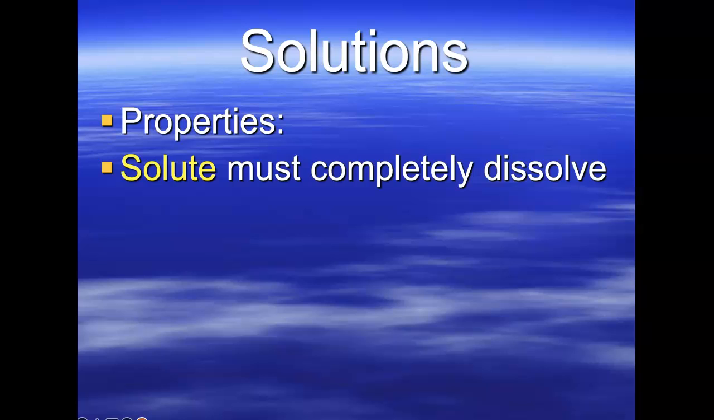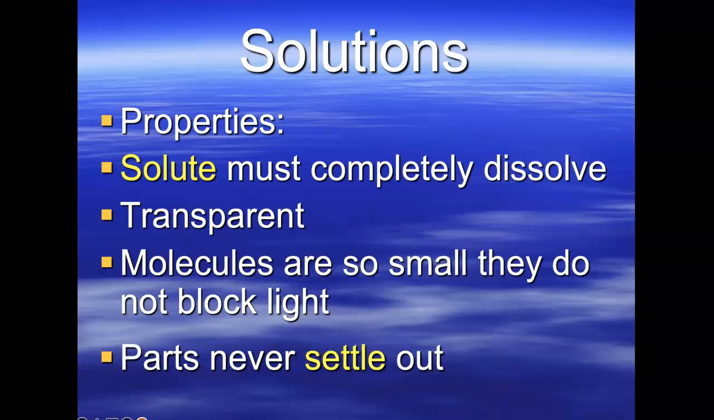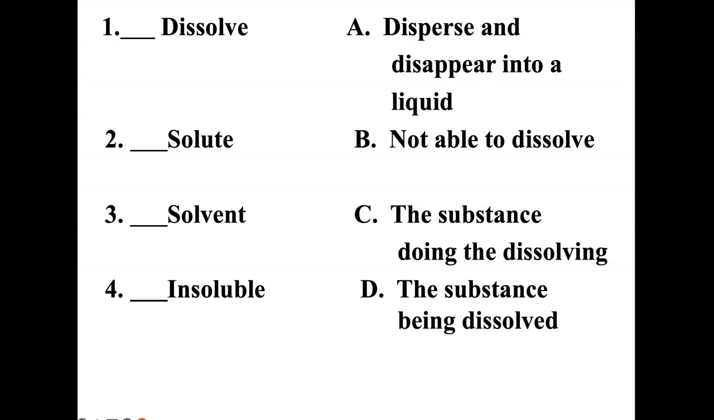So in order for a solution to form, before my vocabulary review, the solute must dissolve completely. These solutions are going to be transparent, and the molecules are so small that they don't block light. Light can travel through a solution. And the little parts never settle out. Now for the vocabulary review. See if you can remember what each of these terms means.